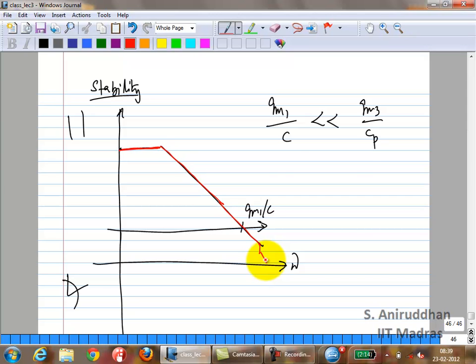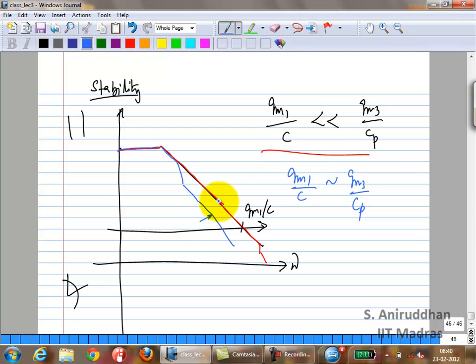Okay. What happens if this condition is not true? Let us say GM1 over C was of the same order as GM3 over CP. What happens? Let's say just a little bit larger, or let's say even smaller. What you'll get is the DC gain again won't change. It will do this. Let us say you hit the second pole here. It may do something like this. Correct? And this is still 20 dB per decade.